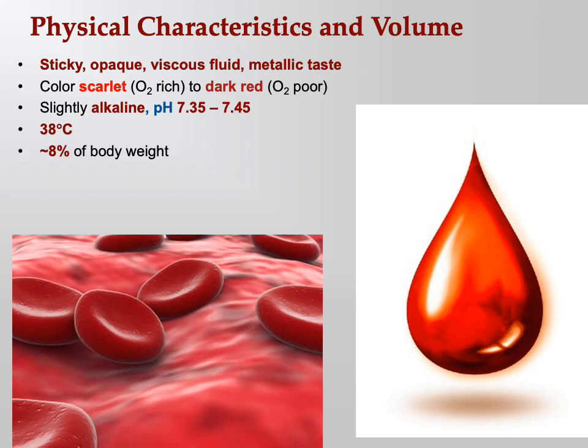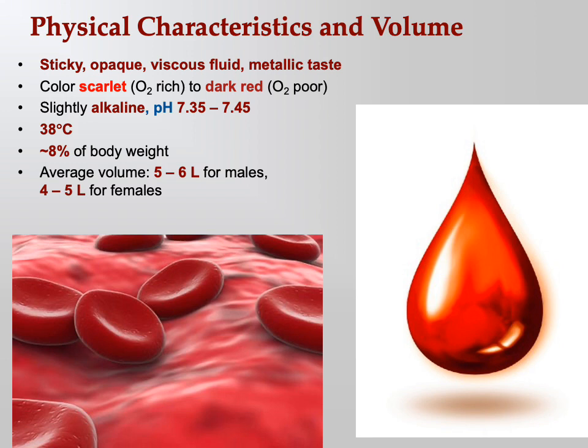It's maybe about 8% of your total body weight. And the average volume for males is 5 to 6 liters. For females, it's 4 to 5 liters. Notice the common number there in between. The average would be 5. That's the normal textbook number. So we say the normal person has 5 liters of blood.